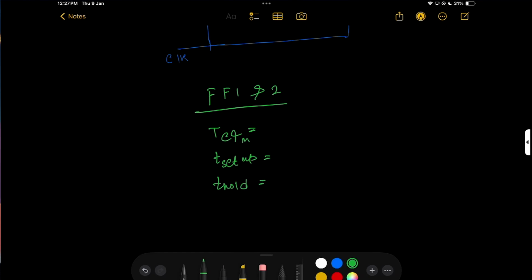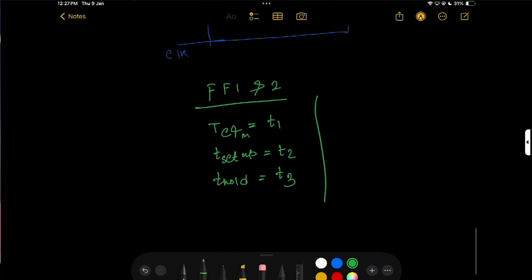T hold, I think, will also be max. Okay, let's assume the circuit. So suppose here are T1, T2 and T3, and my combinational delay T combo is something like T4.